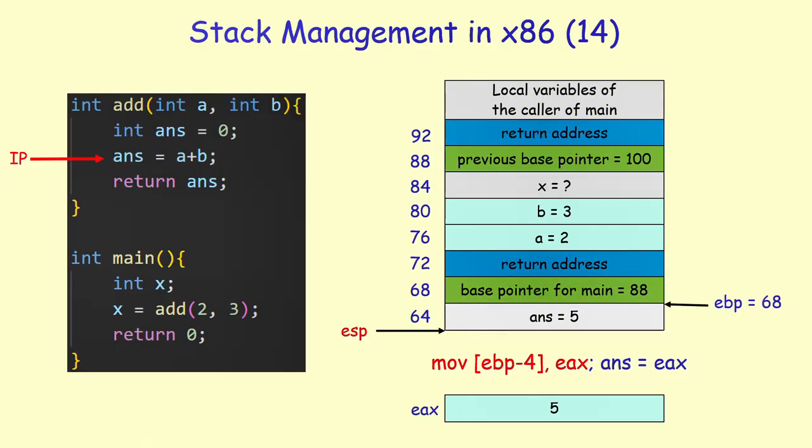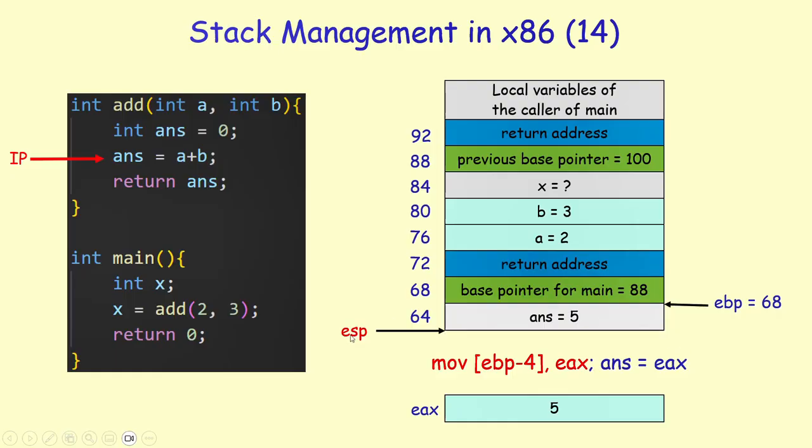All right, now we are ready to return from the function add back into the main function, which was the caller. All right, so the first thing we need to do is to get rid of all the local variables because they were automatically allocated when we entered the add function. Now we are returning from add, so we need to deallocate the space that we have allocated for the local variable ANS. It's very simple to do that.